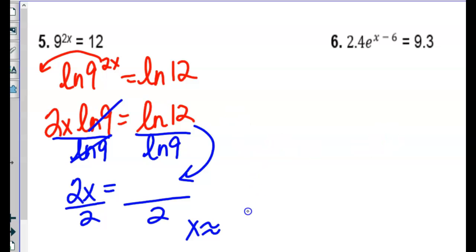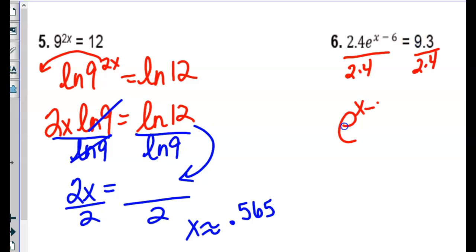What'd you get, Cameron? Kaden, did you type that one yet? Is that what you got? All right. We'll call it a day if we get through this one, guys. What are we going to do first on number 6? Got to isolate it first. Yep. Always think with your Algebra 1 brain first. Divide both sides by 2.4.